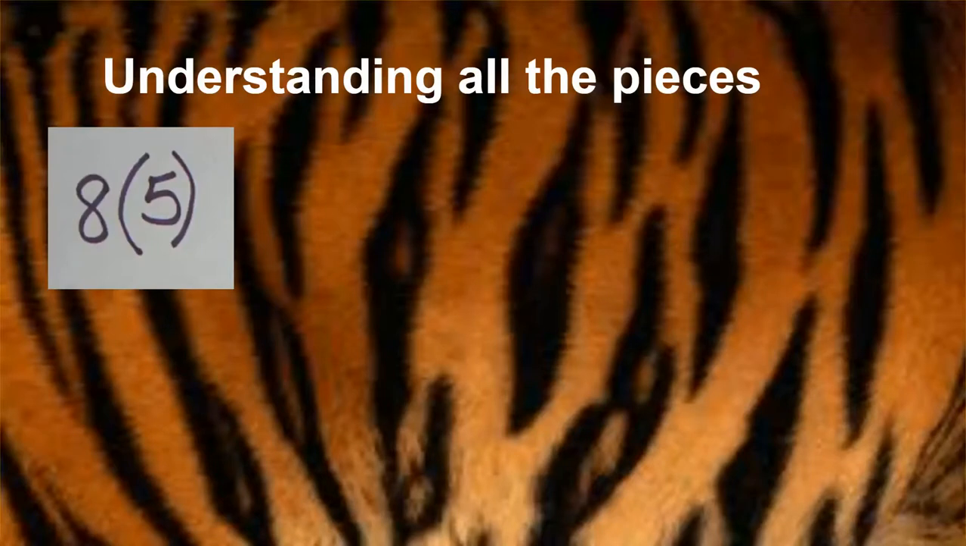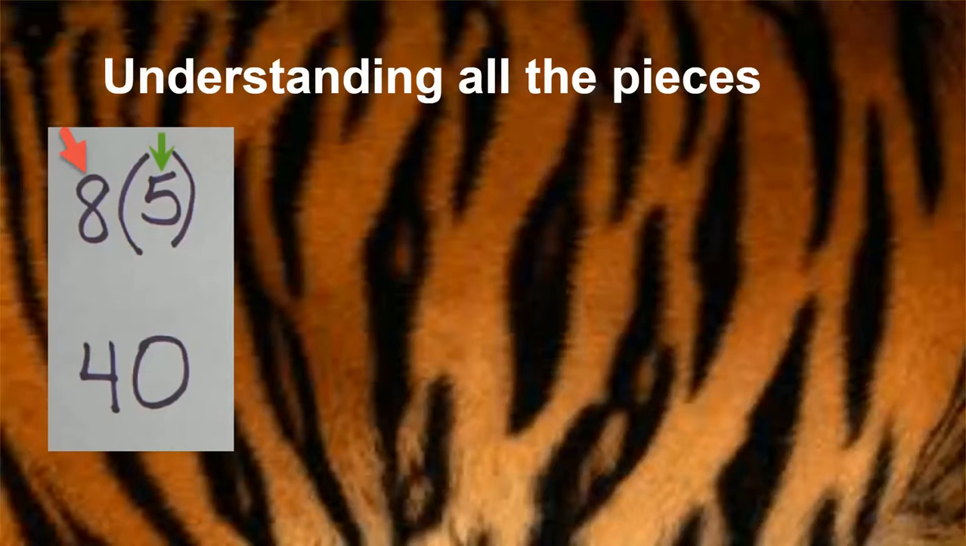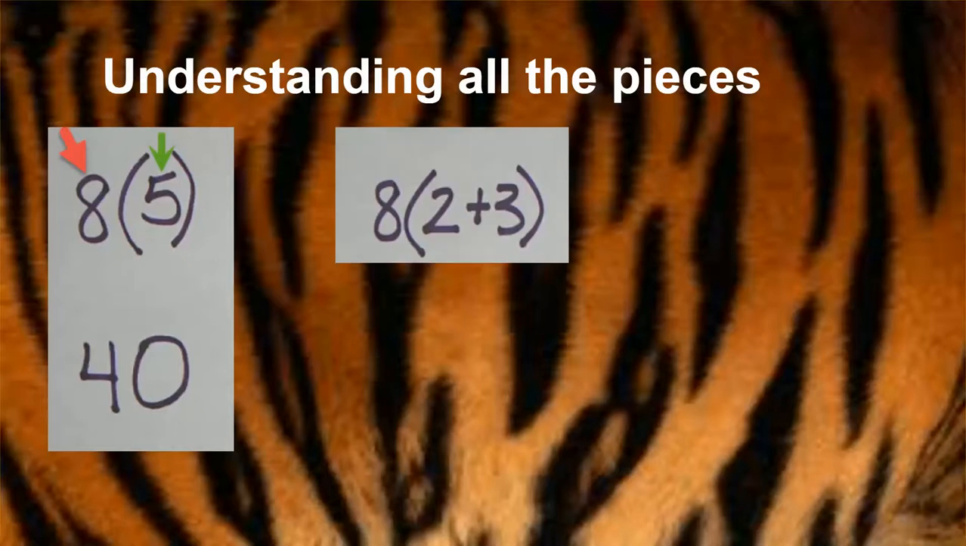This is a simple multiplication problem. It says 8 times 5. The 8 is on the outside of the parentheses, the 5 is on the inside. Since that just means to multiply, we know the answer is 40. But what if that 5 was split up into 2 plus 3? So now it's 8 parentheses 2 plus 3. Well, we should know that 2 plus 3 is still 5, so the answer should still be 40.